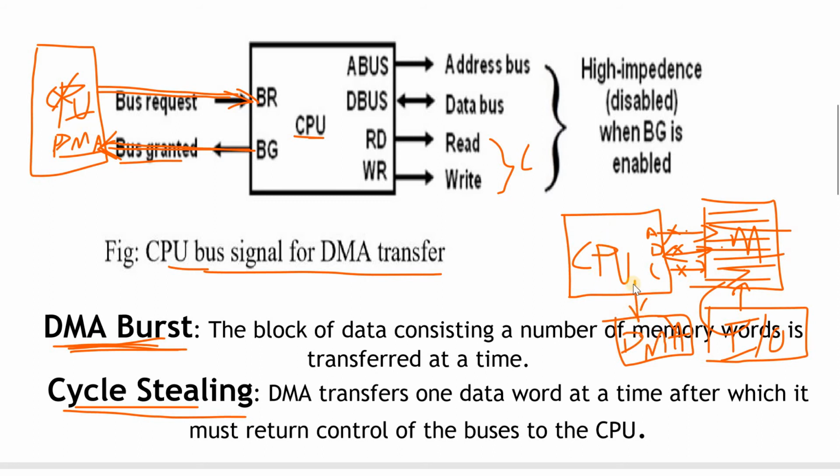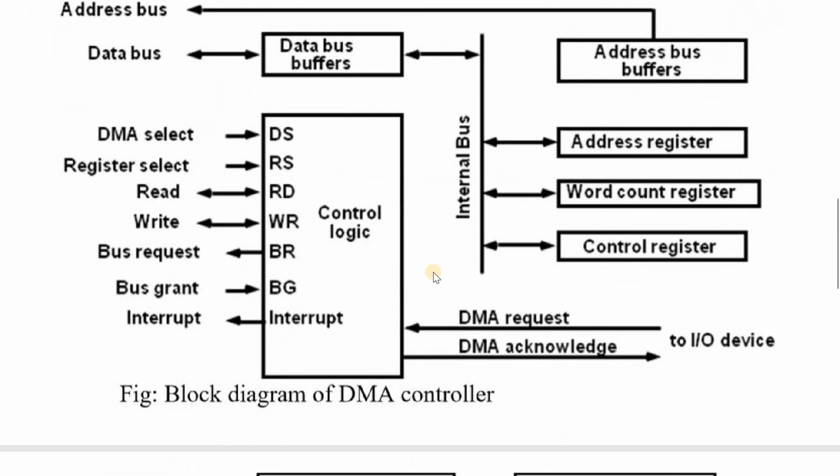The DMA controller takes more operation cycles from the CPU, and it will control the operation of the IO data transfer. That is called cycle stealing. That means the DMA controller receives more cycles from the CPU for data transfer from IO to memory. That is called cycle stealing. In this case, DMA transfers one data word at a time, after which it must return control of the buses to the CPU.